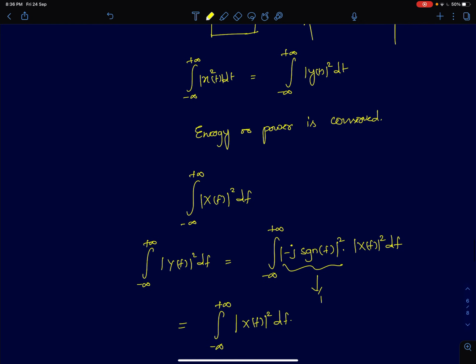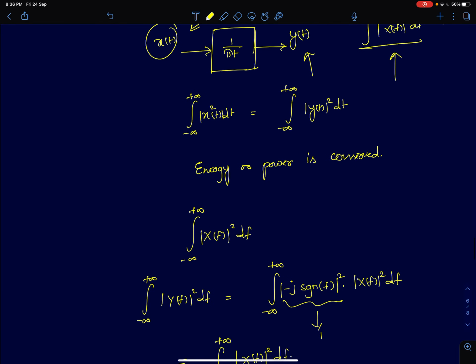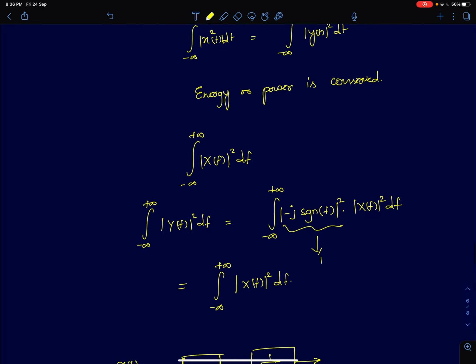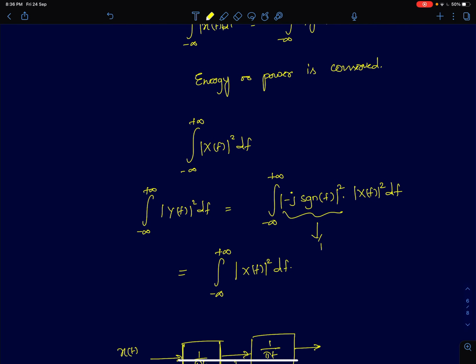So energy or power at the output will be the same as energy or power at the input. So energy and power is conserved. Output power will be equal to the input power. Again, it can be very easily shown mathematically. Mod of y of f is simply equal to mod of x of f, because the magnitude of the Hilbert filter is just 1.